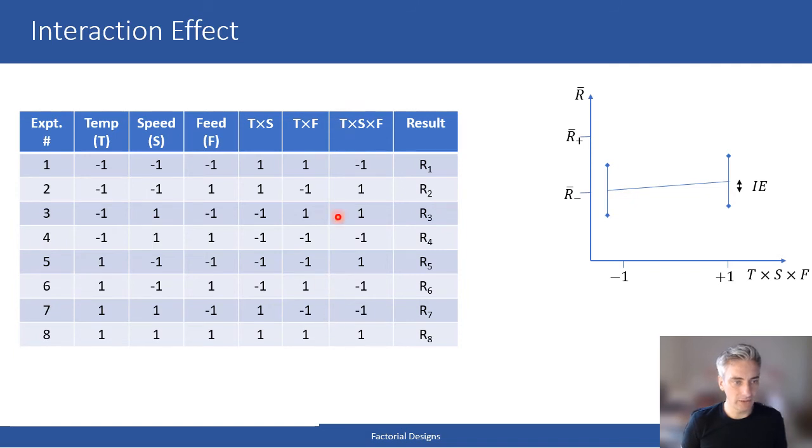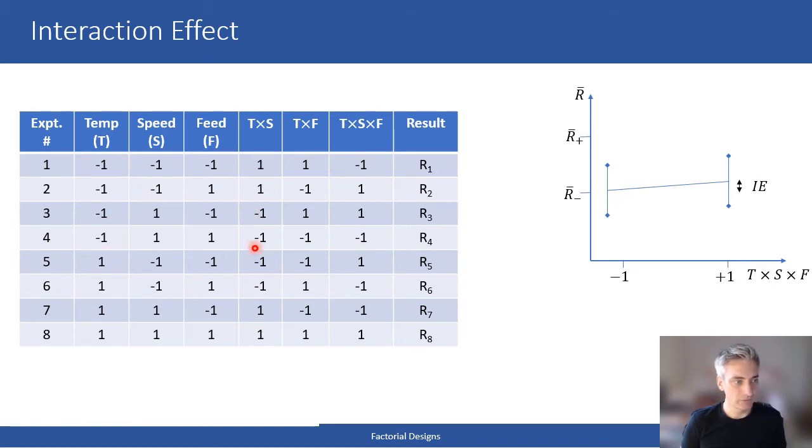The way you calculate these coded values is just multiplying the codes for the corresponding factors. So for example, the temperature times speed interaction is -1 times -1 gives a +1, and then -1 times -1 gives a +1. -1 times -1 is -1, and so on. And we can go through and write these codes out, or we can look at the 3-factor interaction.